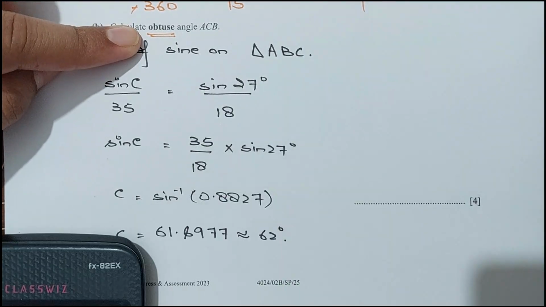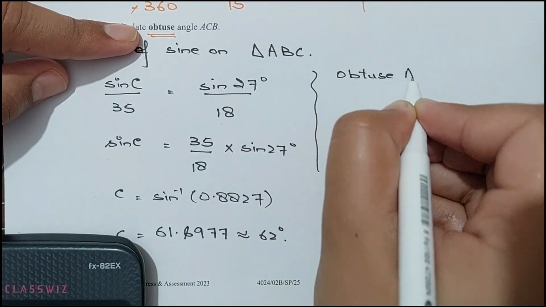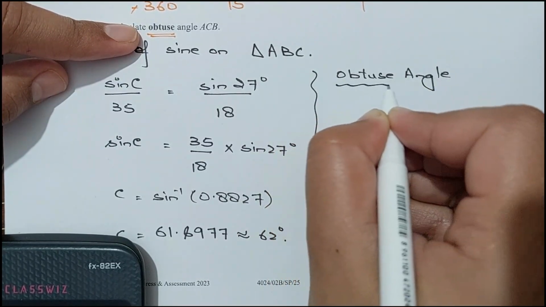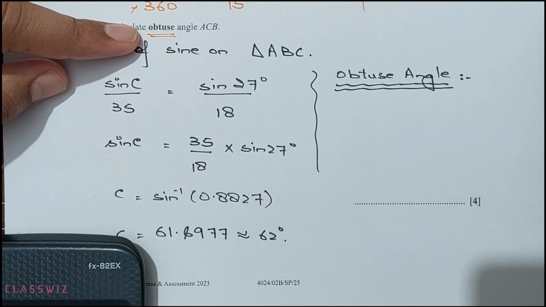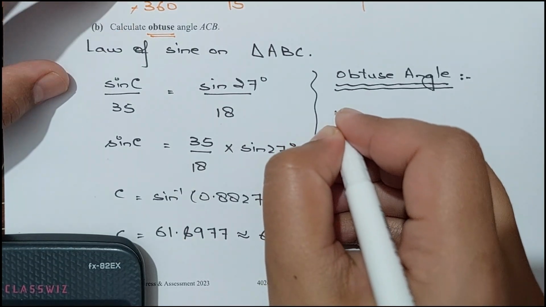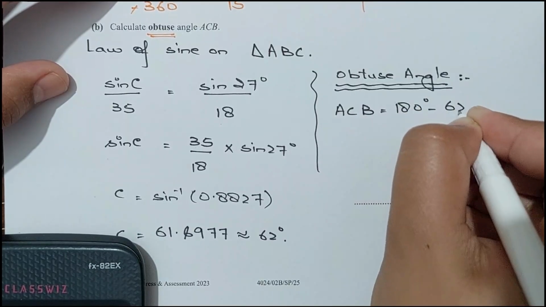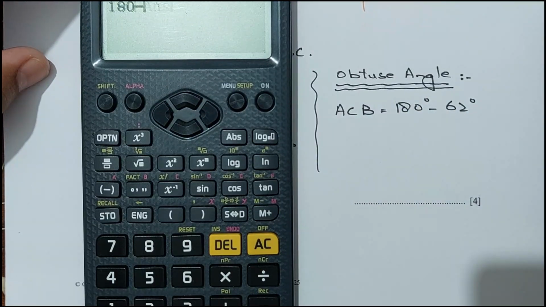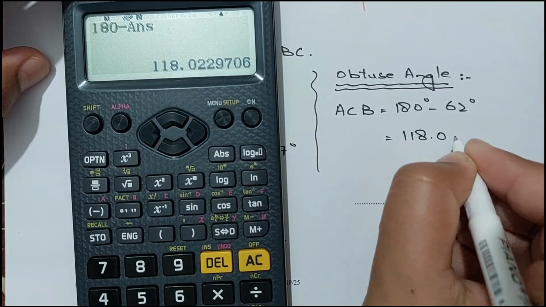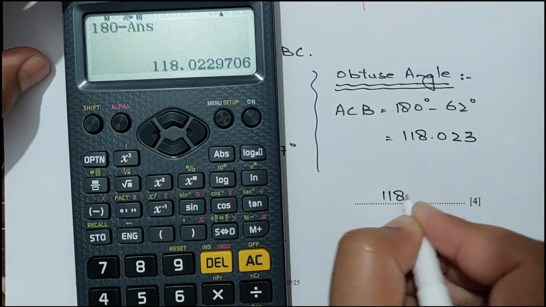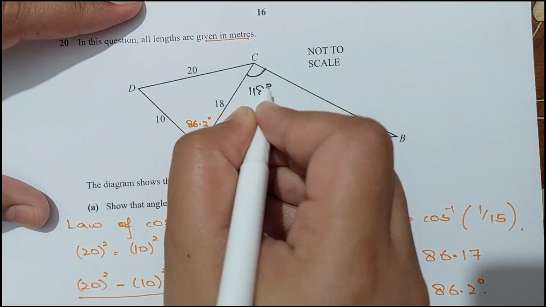So this is an obtuse angle, so we have to use the ambiguous case of the sine law. For an obtuse angle, the sine law has an ambiguous case. You must have the concept of the sine rule and the cosine rule for this question. So for the obtuse angle ACB, from 180 degrees subtract that angle, 62 degrees. We will get the answer: 118.022, or 118 degrees is that obtuse angle. So this angle is 118 degrees.